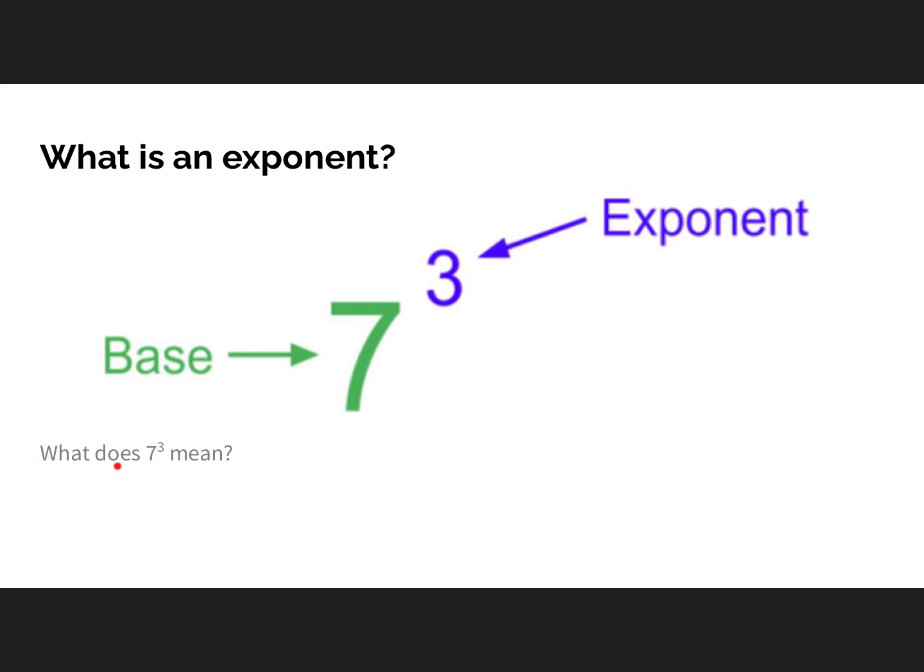So what does 7 to the third power, that's how you say it, 7 raised to the third power mean? It means 7 times 7 times 7, or 7 times itself 3 times. The base tells us what we're multiplying. The exponent tells us how many times we're multiplying it.